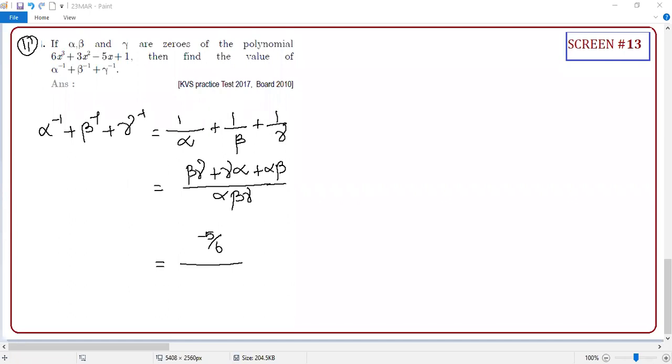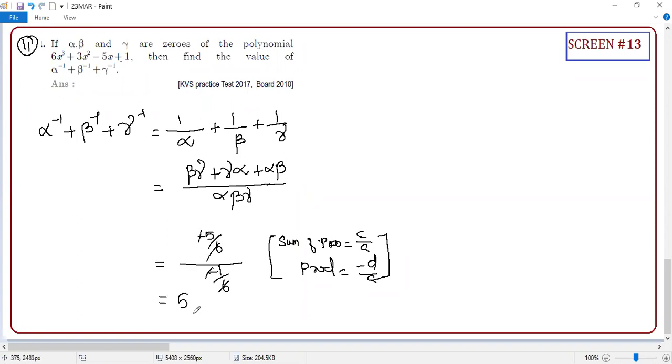Then what about this product? Minus D by A. So minus D is what? Minus 1 by 6. You can give the reason that the sum of product is equal to minus C by A and the product is equal to minus D by A. Correct or not? Now what will happen, student? 6 cancel, minus cancel. What is the final answer? 5. Any doubts from anyone? Quickly.